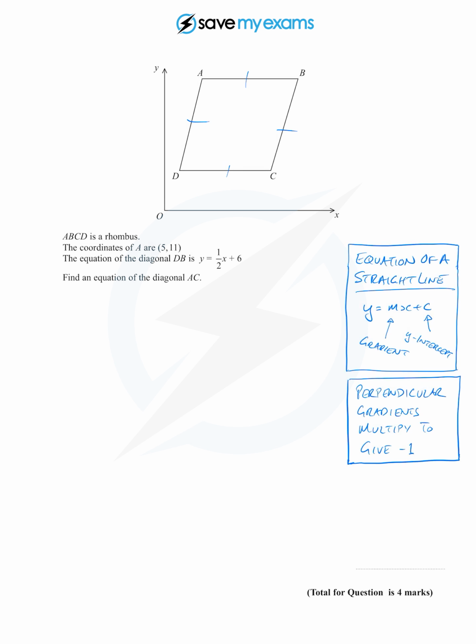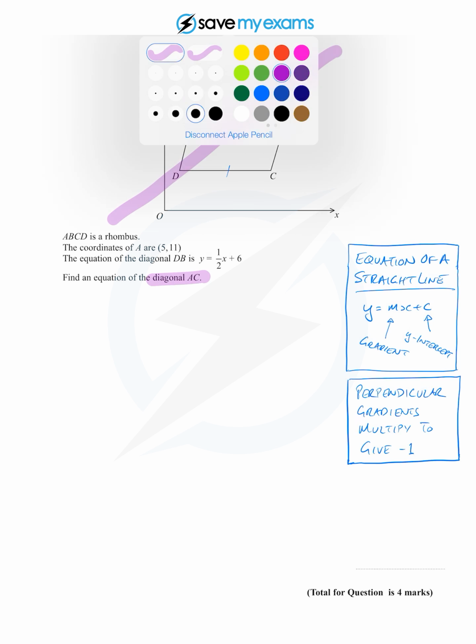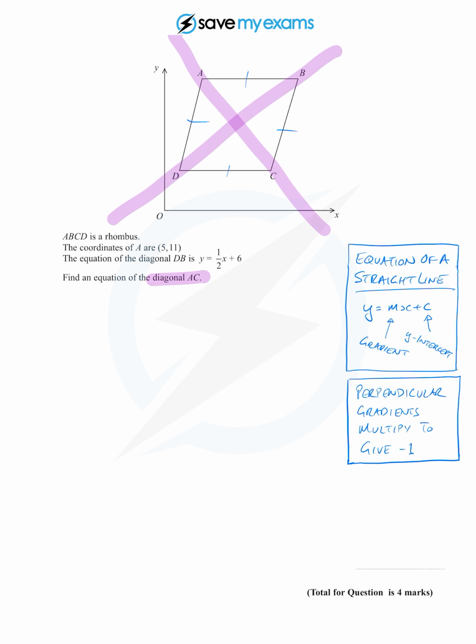We're told that the coordinates of A are (5, 11), so that's this point here. And we're told that the equation of the diagonal DB, that line there, is y equals a half x plus 6. And we're asked to find the equation of the other diagonal, AC. So that's this line here. So how are we going to do that?